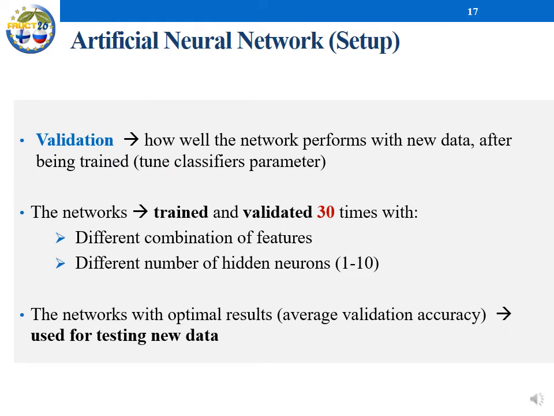Then for the network, it should be trained and validated. Training and validation is done 30 times. We use different combinations of features and different numbers of hidden neurons from 1 to 10, and then the optimum one, the optimum result in average validation accuracy, is used for testing on new data.